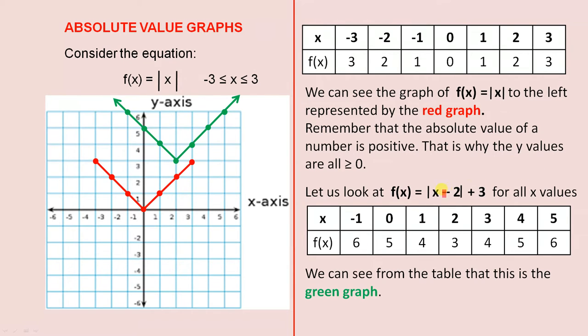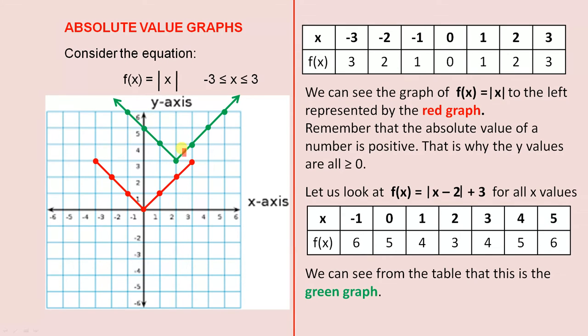Now look at f(x) equals the absolute value of x minus 2 plus 3 for all x values. In order to see where the graph lies on the number plane, we'll just plot some points. These are not all the x values, but we have to start somewhere. So we'll start with these points. If we substitute minus 1 into the equation, minus 1 minus 2 is minus 3. The absolute value of minus 3 is 3. 3 plus 3 is 6. You do that for all the points, and you'll find that those 7 points are there.